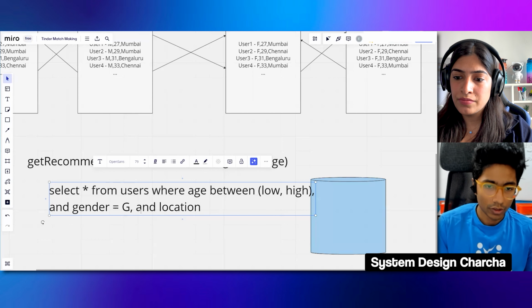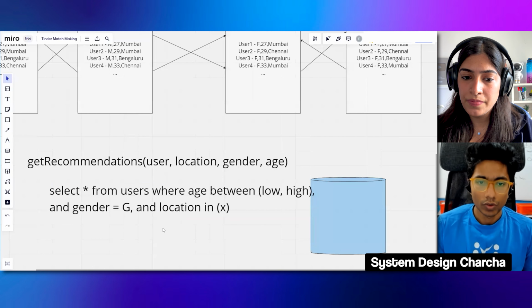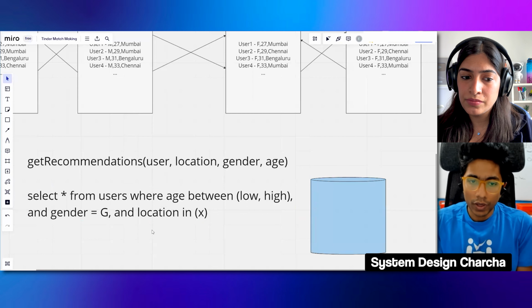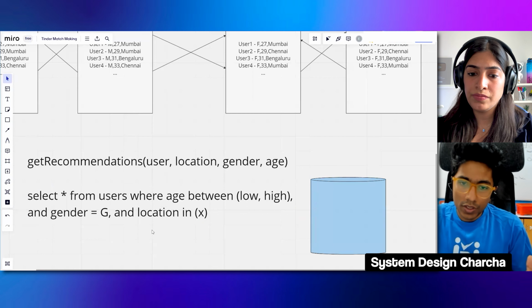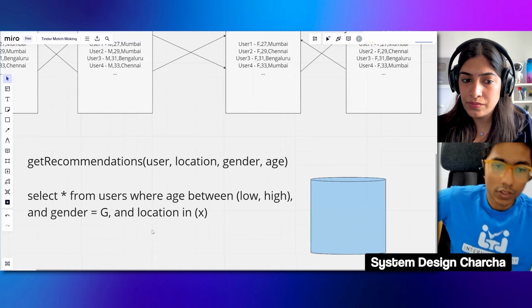Okay, this part is hard. What do we mean by location in X? Tomorrow if a new city is built, or if I'm 20 kilometers from the center of Mumbai, then how do you take care of that? So location is a bit of a challenge.